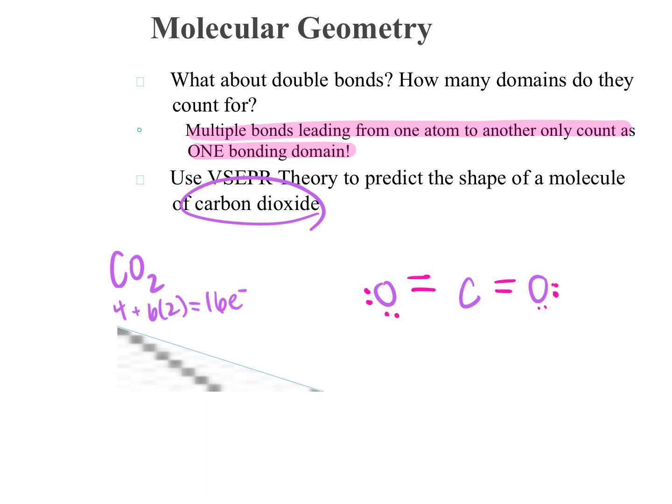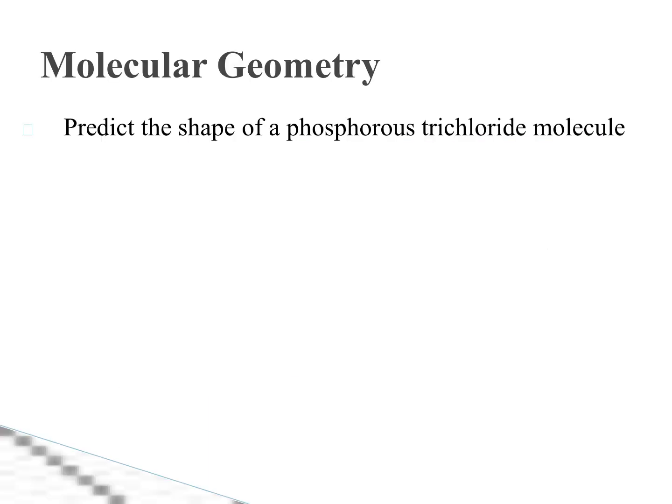But what is the molecular geometry? Linear, right? Here are 2 domains, none of which contain lone pairs. So 2 total domains, no lone pairs, tells me it is linear. So try this one on your own. Phosphorus trichloride. You have to figure out the formula first.